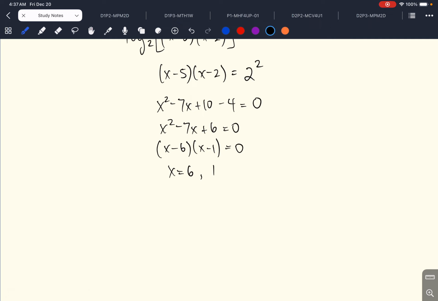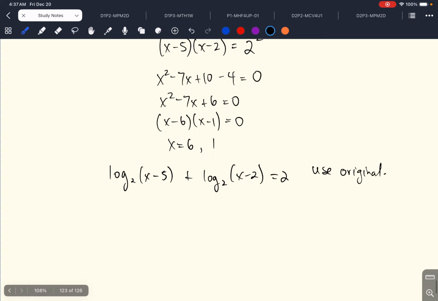You want to check that they fall into the domain of your logarithms. So we're going to go back to the original and use the original. Okay, so log of x minus 5 plus log of x minus 2 equal to 2. So I'm going to say here, use the original equation, because sometimes when you're simplifying the equation, you might lose some information along the way.